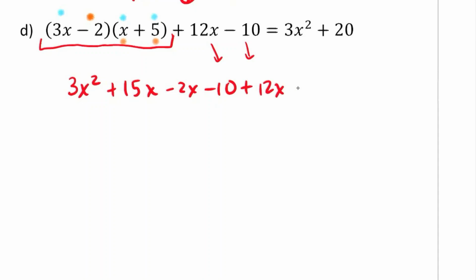So there's a 12x and another negative 10. And on the other side, there is a 3x squared plus 20. What's convenient is the fact that both of these have a 3x squared, so that's completely gone. I'm just subtracting it from both sides.